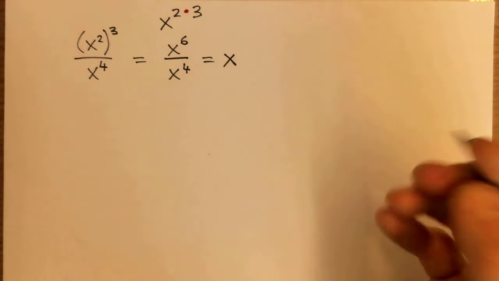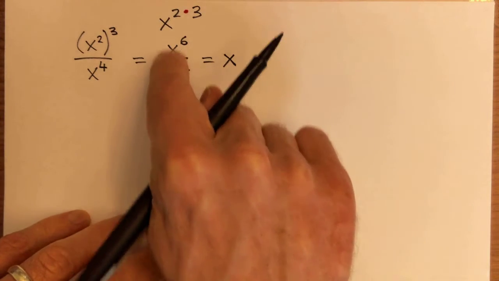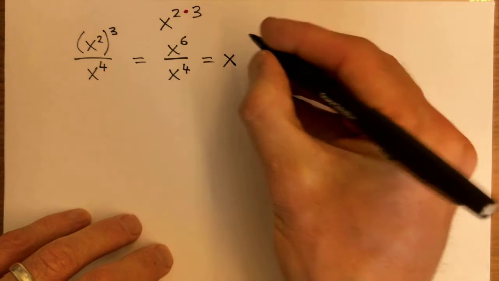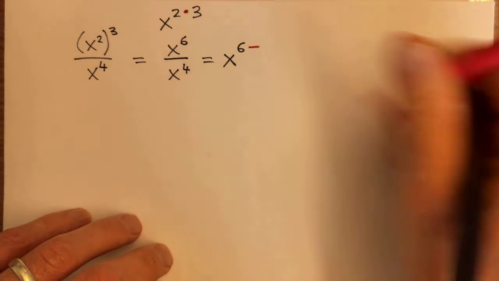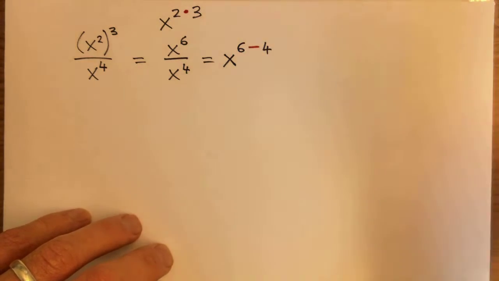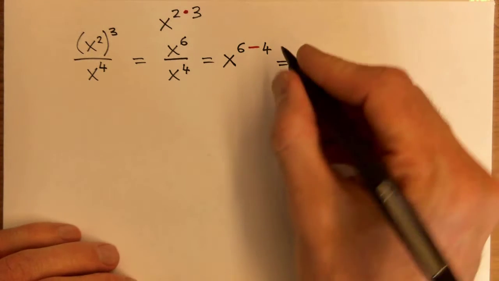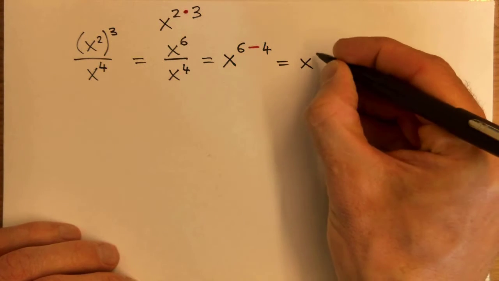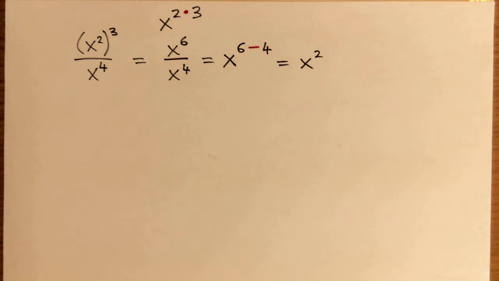So here we're going to use what's called the quotient property. When you divide by the same base, you can subtract the exponents. So 6 subtract 4. And again, I'll explain that in a minute, but I'll just walk through the answer first, and then I'll go back and explain it. 6 subtract 4 is 2. So that's x squared, and that's our answer, right?